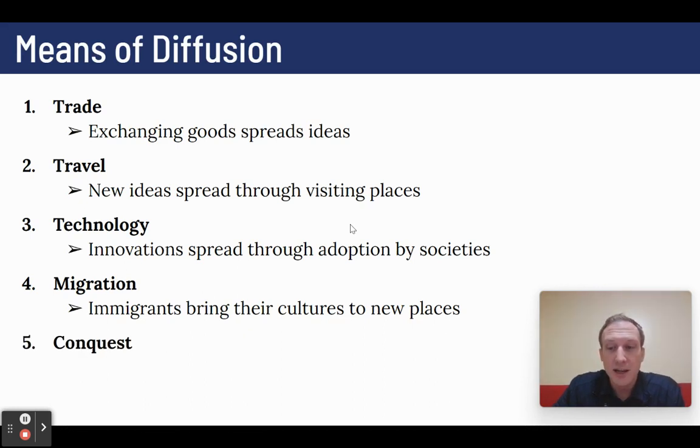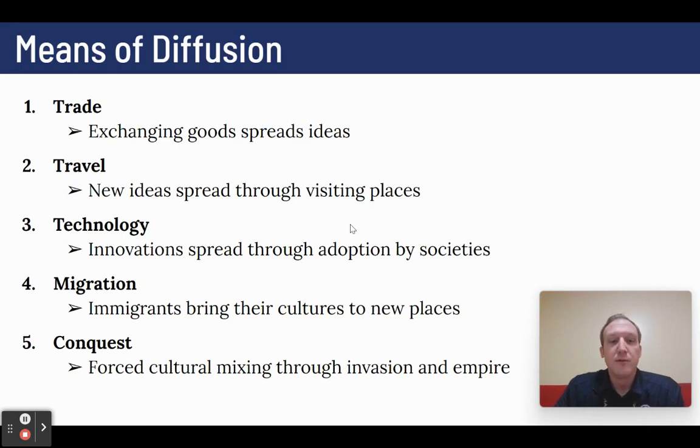Conquest is our last one, and conquest really refers to forced cultural diffusion. So forced cultural mixing through invasion or through empire, right? I show up and you will accept this as part of your culture, or else there will be consequences. That's what we mean by conquest.